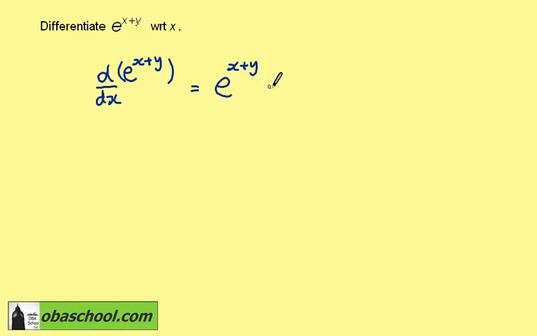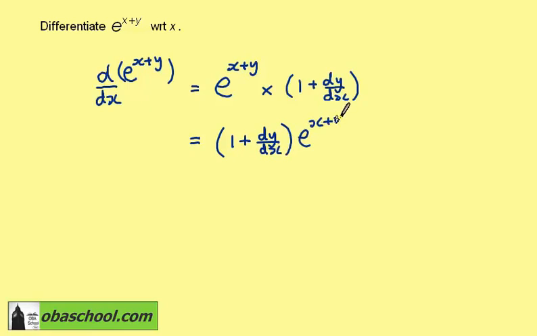By the chain rule, we then need to multiply by the differential of the inside function. The inside function is x plus y. Differentiating x with respect to x gives us 1. Differentiating y with respect to x gives us dy dx. And so the final result here is 1 plus dy dx multiplied by e to the x plus y.